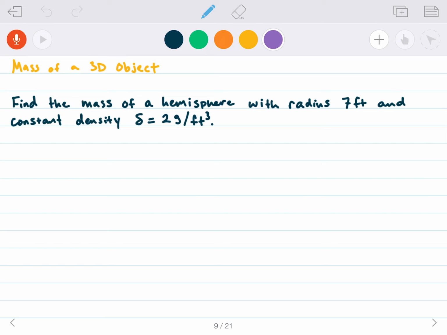Okay, all right, let's bump it up once again, another dimension. So we want to find the mass of a hemisphere with radius 7 feet and constant density, and the density is 2 grams per feet cubed. Okay, so now we have a hemisphere. So maybe it looks something like this. All right, and the radius of this thing is given as 7 feet.